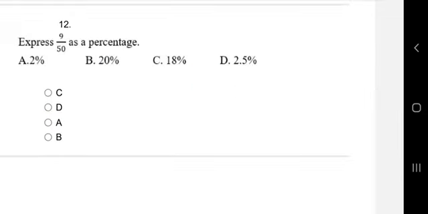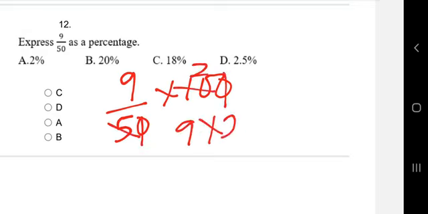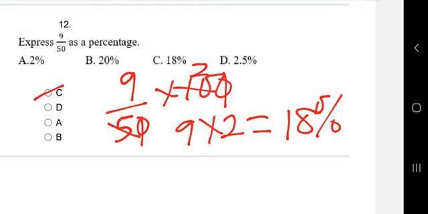All right. Question number 12. Express 9 over 50 as a percentage. Anytime you are expressing a fraction as a percentage, you just multiply by 100. That would be 9 over 50 multiplied by what? 100. So 0 cancels 0. 5 here 1, 5 here 2. That is 9 multiplied by 2, which will give us what? 18%. 18%. So which is option C. I hope this is clear. All right.